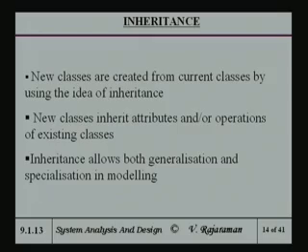Last time we started discussing the idea of inheritance, which is an important part of the entire object oriented modeling idea. Inheritance is something where new classes are created from current classes, and the new classes inherit the attributes and operations of existing classes. In other words, it is kind of, you might say, a specialization.